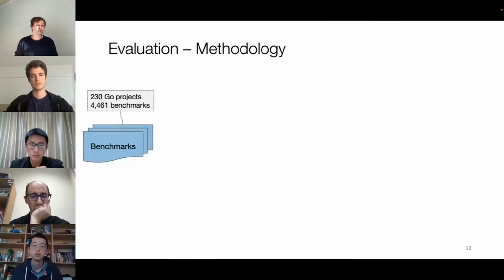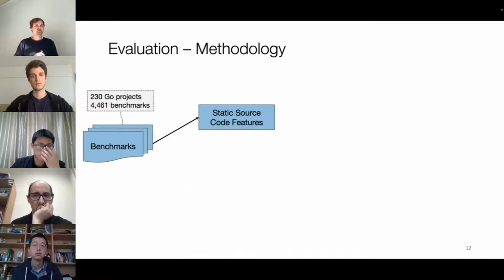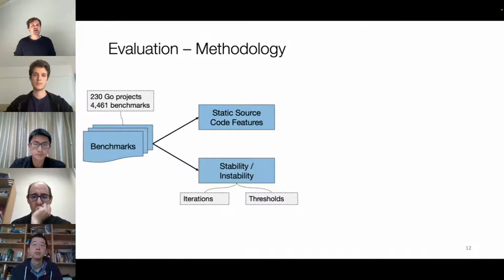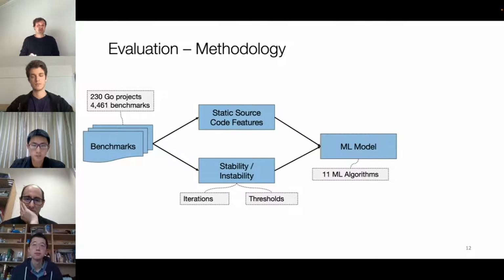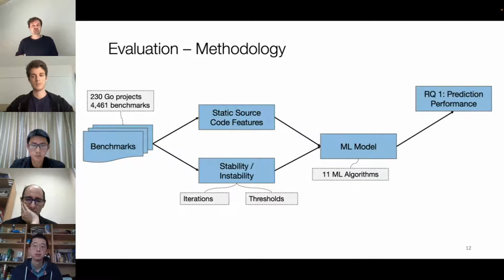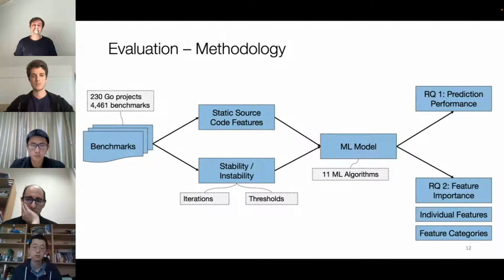We evaluated this approach on over 4,000 individual Go benchmarks, extracted the static source code features for each of the benchmarks, and computed the stability or instability of each of these benchmarks in a very dedicated environment. And we do this for a different number of iterations for which the benchmark was executed, as well as for different thresholds of what we consider to be stable or unstable. We then train multiple models based on 11 different machine learning algorithms to answer our research questions. The first one is about whether we can even predict it and what the prediction performance is. And the other one is about the importance of individual features as well as categories of features.